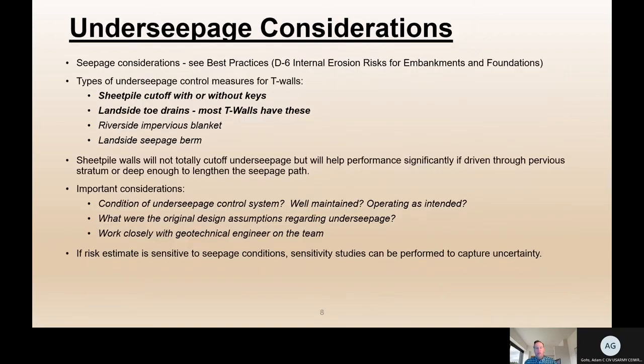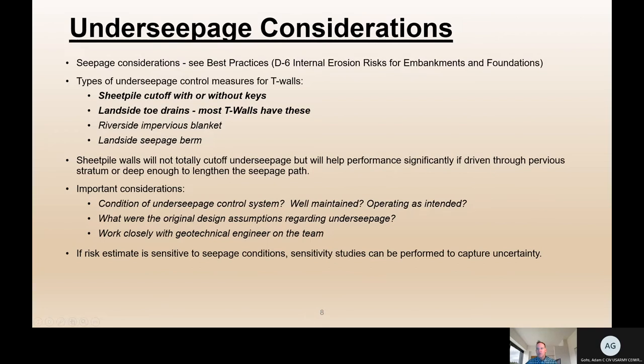For underseepage considerations, to really understand underseepage you need to read Best Practices D6, internal erosion risks, which will help you do a better job understanding the underseepage issues with the floodwall. The primary types of seepage control measures for T-walls are sheet pile cutoffs and landside toe drains. Less often, a riverside impervious blanket or landside seepage berm. The seepage berm is generally added when a large flood has occurred and there's been too much seepage water or even sand boils on the land side, so it would be a remedial action taken afterwards, generally not in the original design. Keep in mind the sheet pile walls don't completely cut off seepage, but the interlocks are generally tight enough that solid materials don't pass through in any large amount. So it's a good line of defense for global failure.